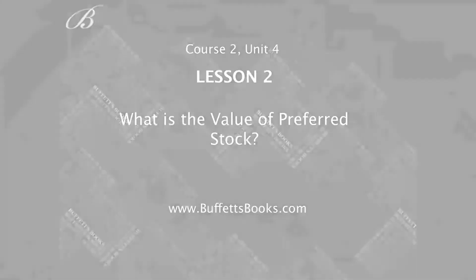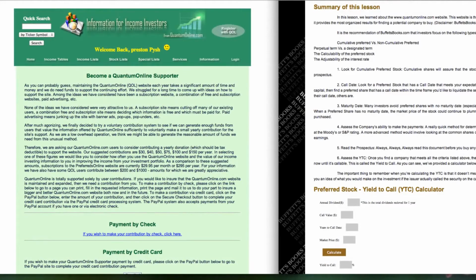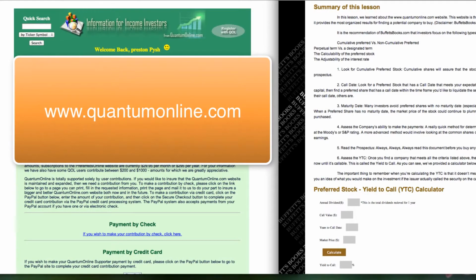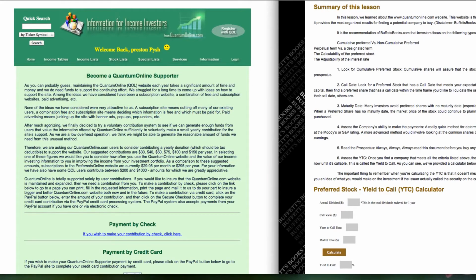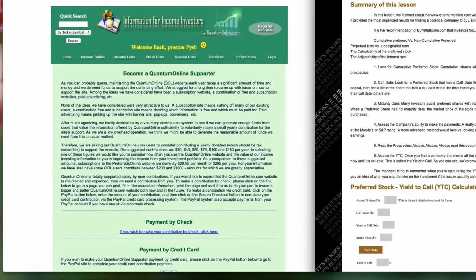So let's get started. On the left-hand side of my screen, I have a website up that's called quantumonline.com, and over on the right-hand side, you can see I have the buffettsbooks.com website up, which is probably the page that you're viewing this video from. And the reason I have the quantumonline.com webpage pulled up is because this is probably the best website you can go to in order to conduct research on preferred stock.